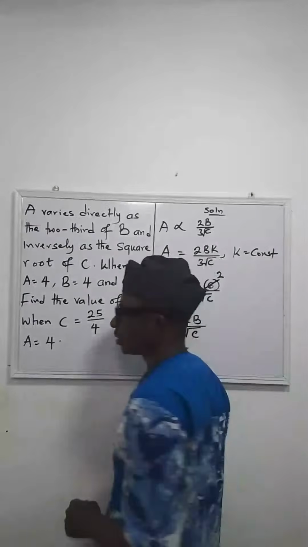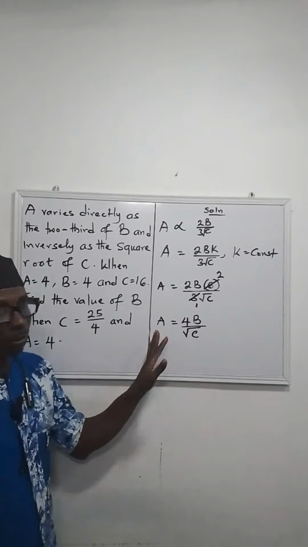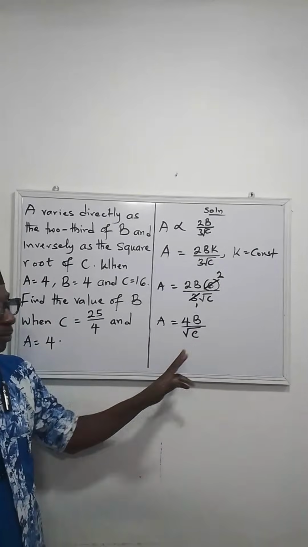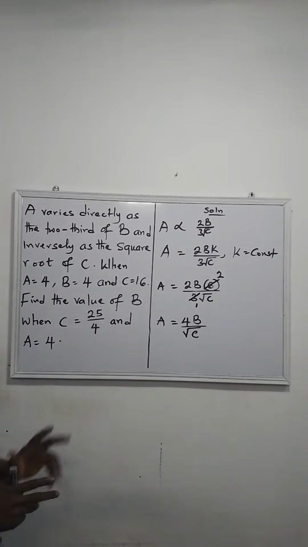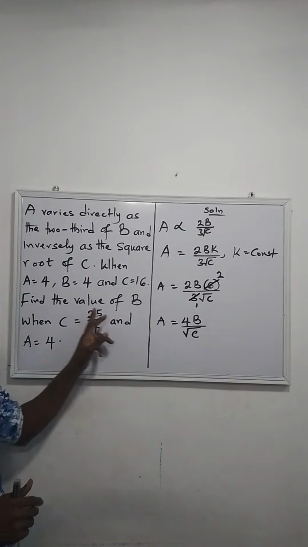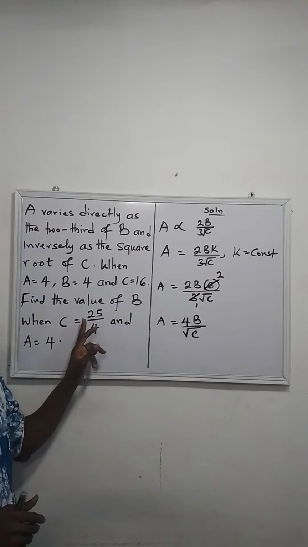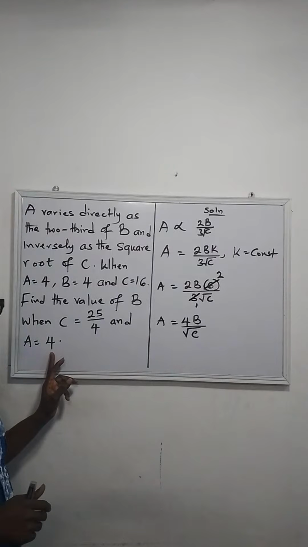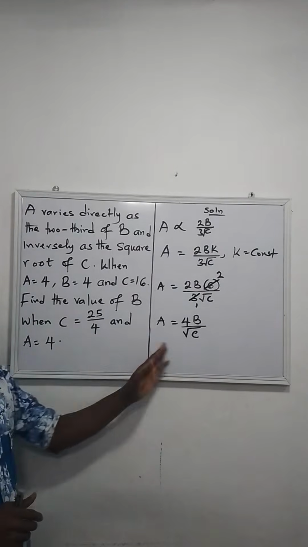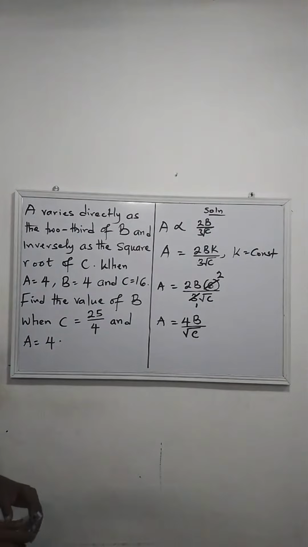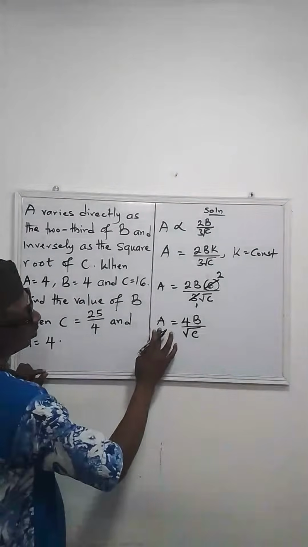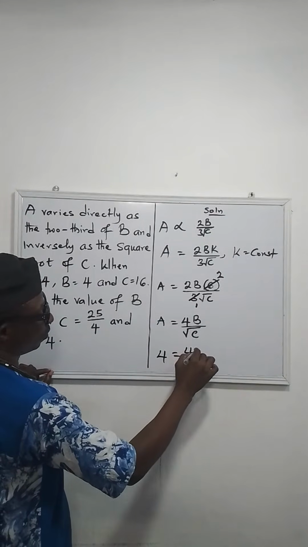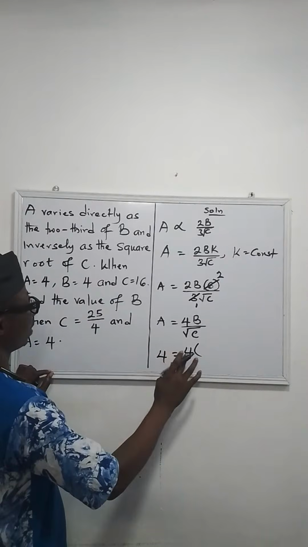Now what we have is the relationship between A, B, and C. What's the next thing? The question asks us to find the value of B when C is 25 over 4 and A is 4. So let's plug these values into this equation and see what we're going to have. In place of A we put 4, so we have 4 equals 4 times B, where B is what we are looking for.